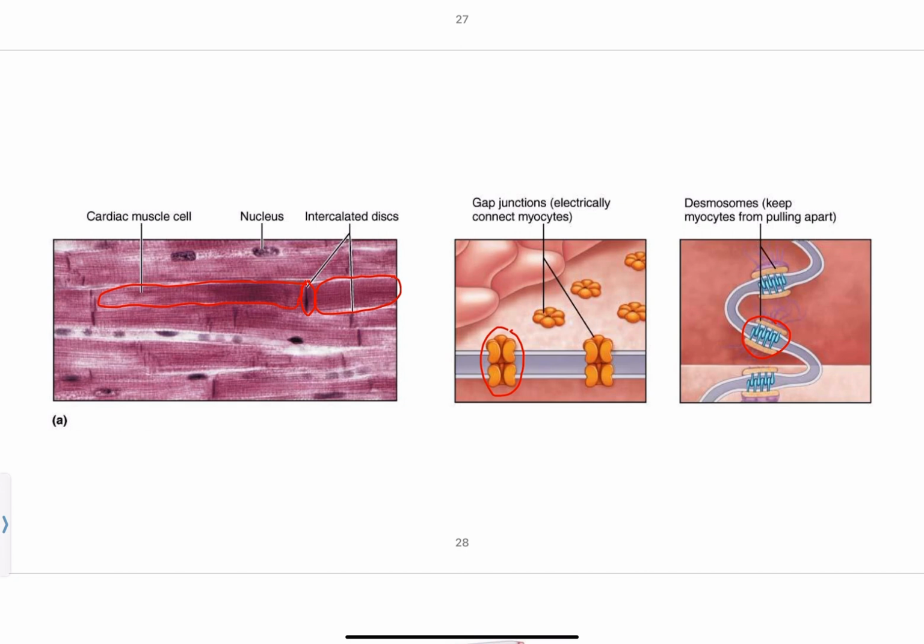If we were to zoom in on an intercalated disc, we would be able to see this gap junction right here. That's our pore that allows ions to flow for communication. And we can see our desmosomes right here. They're going to help keep the cells together during contraction and relaxation so that we don't tear them apart.